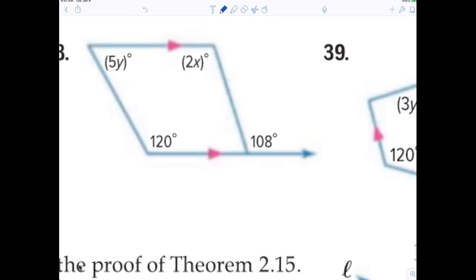Actually, I'm sorry. I made a mistake. It's not true because this is a little bit tricky. So watch. Look up here. We don't know that this is parallel to this. We don't know that. You with me? So I can't make any conclusion about opposite angles. You hear me? So 2x is equal to what, though?